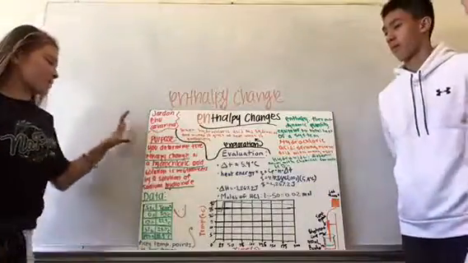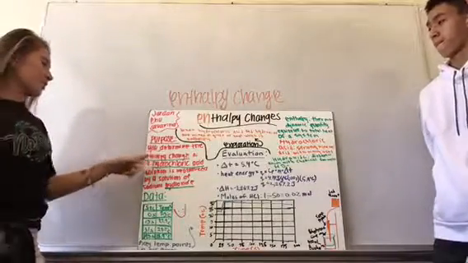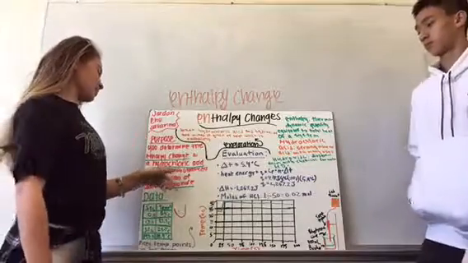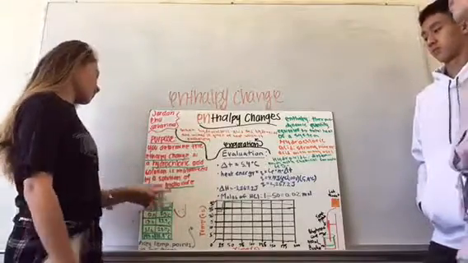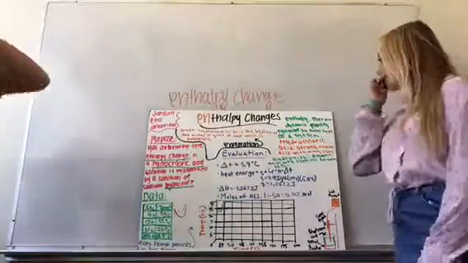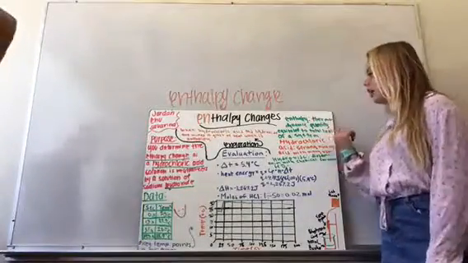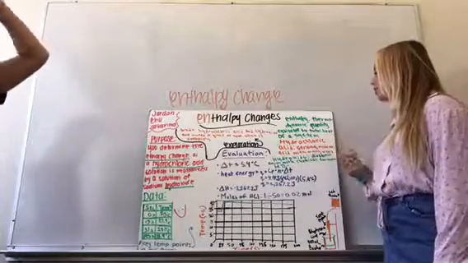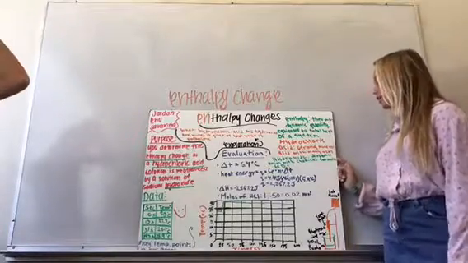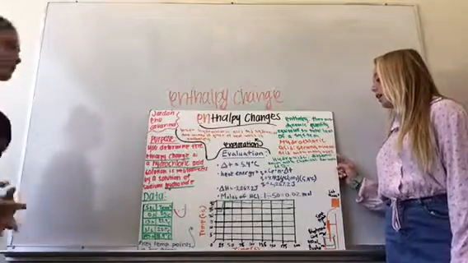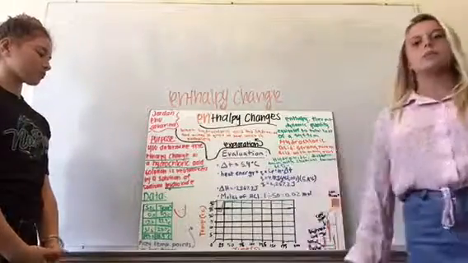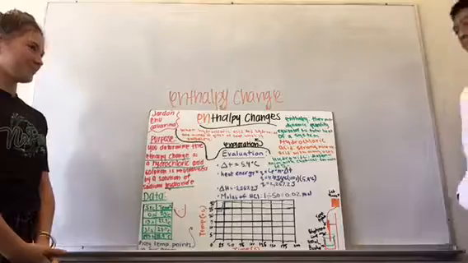So our purpose for this experiment was to determine the enthalpy change as a hydrochloric acid solution is neutralized by a solution of sodium hydroxide. Enthalpy is the thermodynamic quantity equivalent to the total heat of a system. Hydrochloric acid is a strong mineral acid with many uses, and hydroxide is a diatomic anion with chemical formula HO minus.